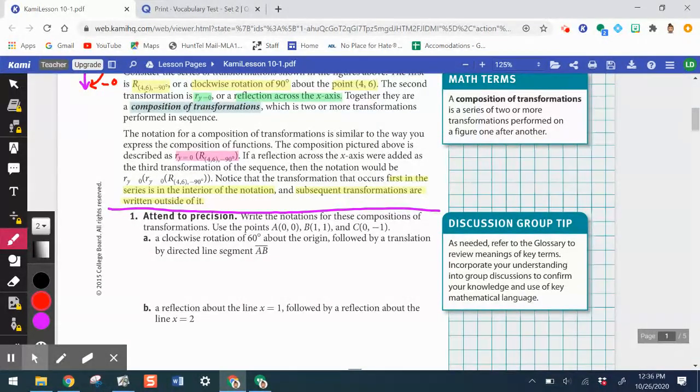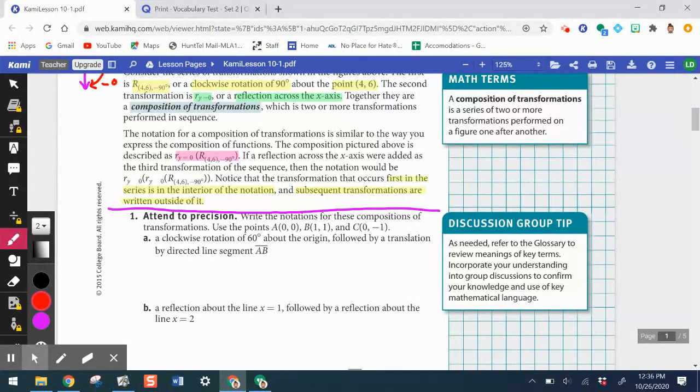So what they're telling us, the way we read a composition is we actually start within the parentheses. If you keep reading a little bit further, it says, notice that the transformation that occurs first in the series is in the interior of the notation. So when reading the notation for composition of functions, start inside the parentheses, just like PEMDAS. We know with PEMDAS, the P stands for parentheses, start in the parentheses.